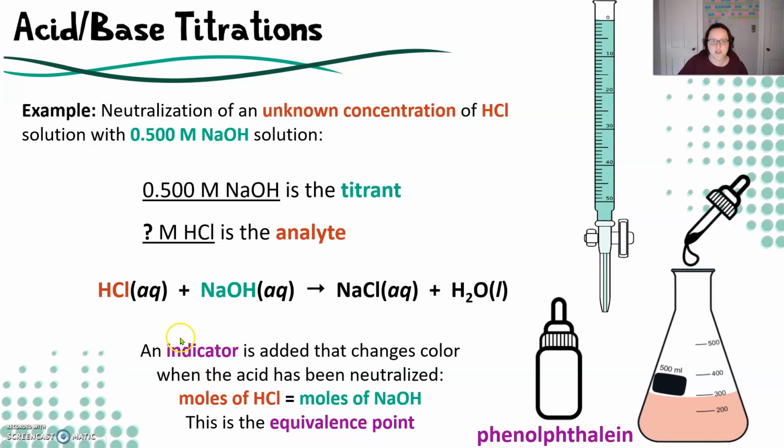Now, during the titration, when the equivalence point is reached, the analyte will rapidly turn pink, signaling that the reaction is complete and the titration should be stopped. Again, we know based on this 1-to-1 ratio in the reaction that at the equivalence point, the moles of hydrochloric acid that we started with in the reaction flask will now match the moles of sodium hydroxide that have been added to the reaction flask from the burette.